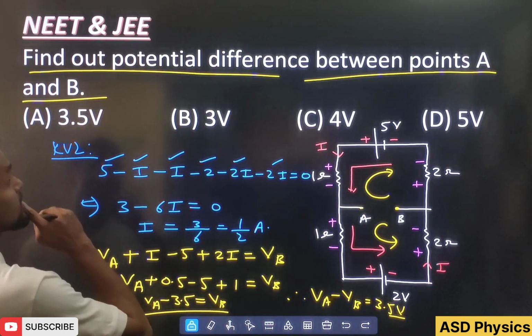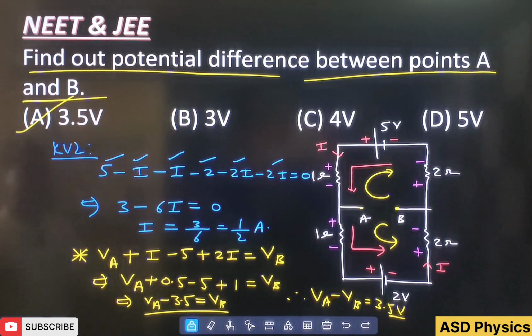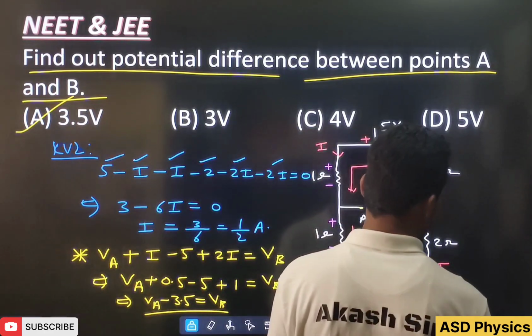Now you can see from here, which option is correct? The correct option is option A. Kindly see very well. So how we are using the KVL in a beautiful way.